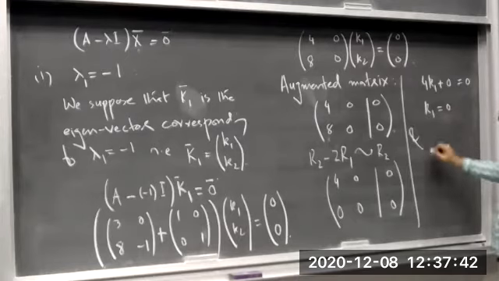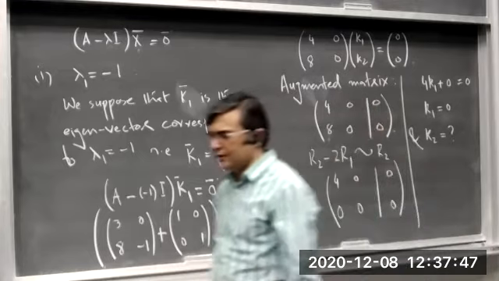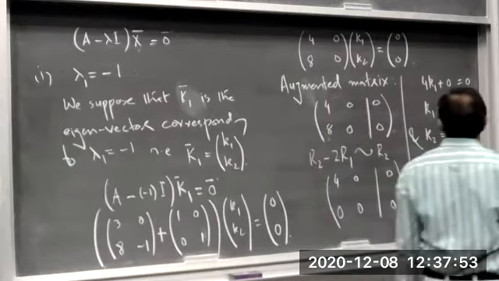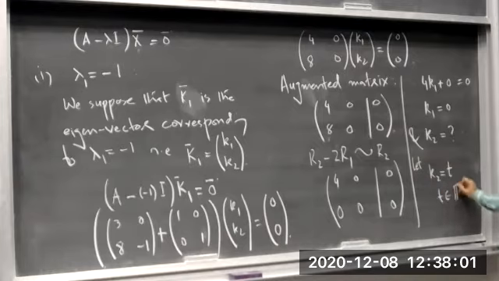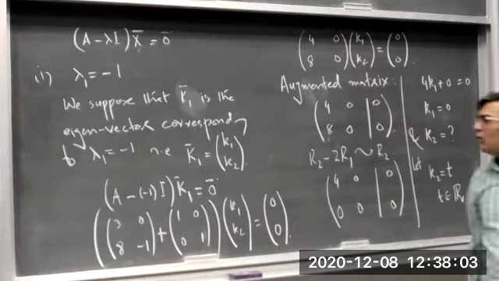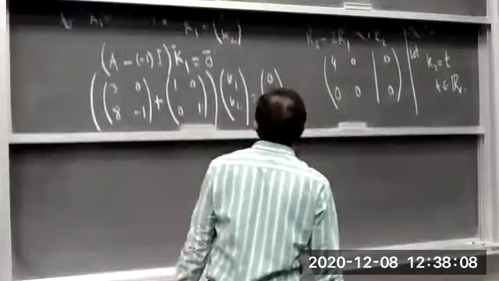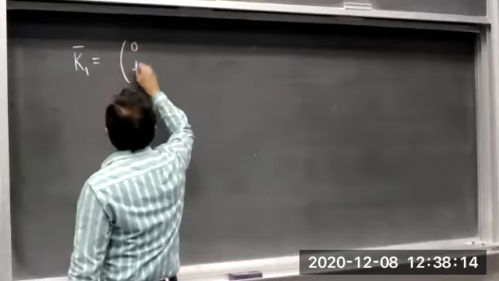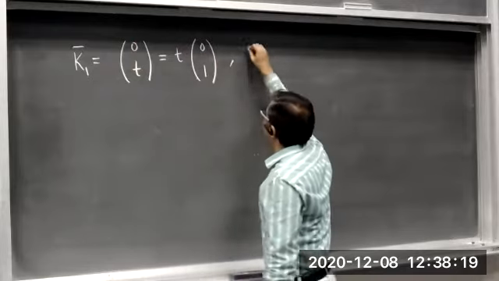Now, what is the value of k2? We are unable to find k2 here, so k2 is a free variable. If k2 is a free variable, we can assume that k2 is some t, where t belongs to R. So now we have all the values of the components k1 and k2. We can write the eigenvector k1 as 0, t, and ultimately we can take t common as 0, 1, where t belongs to R.